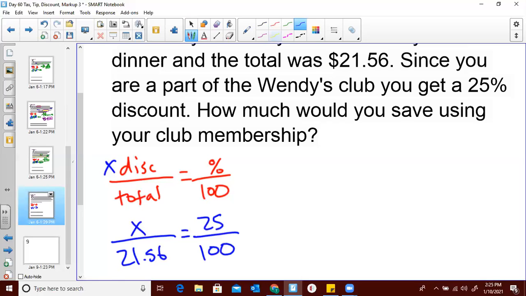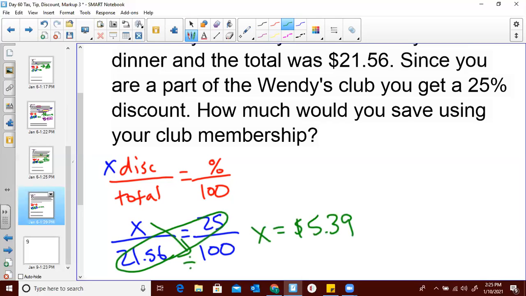When we cross multiply what we can and divide by X's partner, we'll see that X is going to equal $5.39. That's what you're saving, $5.39. Well, let's see if we have to do anything else. How much would you save using your club membership? It looks like this is what we're going to save. So we do not have to do any extra work on the last problem.